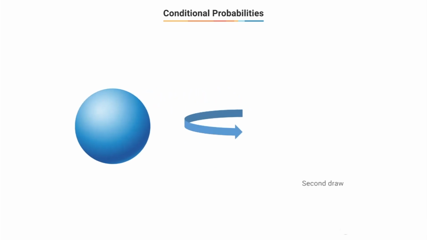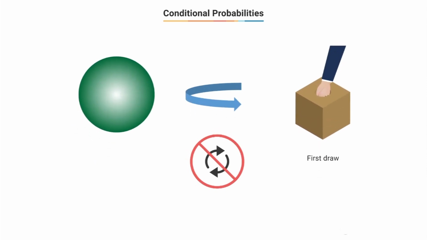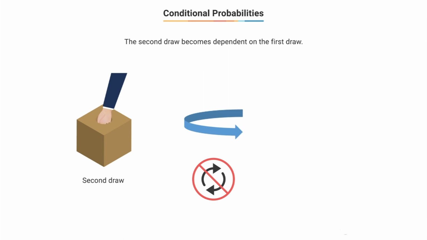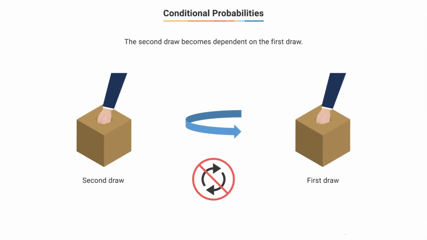With the same setting as before, let us try to find the probability of drawing a blue ball in the second draw, given that you drew a green ball in the first draw without replacement. By now, you have understood that since there is no replacement, the second draw becomes dependent on the first draw. In other words, the second draw is conditional on the first draw. Hence, the event becomes a conditional probability statement.